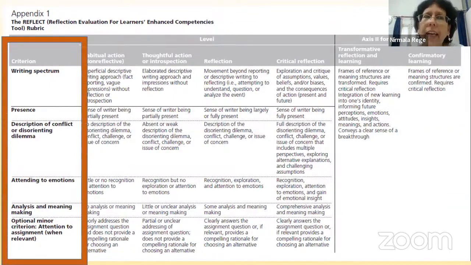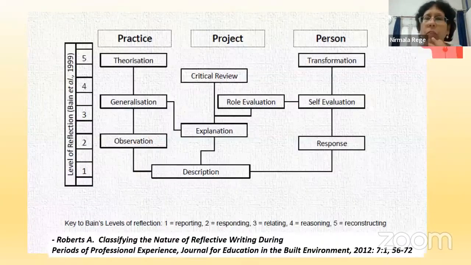As you can see here, there are criteria mentioned which go from the writing spectrum to the presence of self, because that is very, very important. It is not a third person looking at the event, but their own involvement, whether they are describing the conflict or their disorienting dilemma, attending to the emotion, their analysis and meaning making. They have also kept an additional or optional criterion, like attention to the assignment if it is given. So you can use this. Anyway, the slides will be shared. They have also given a case where, using their rubric, you can see the case and then the discussion which they have made.